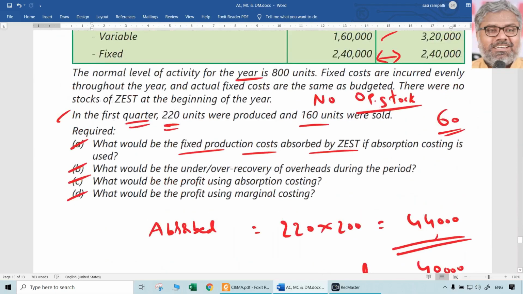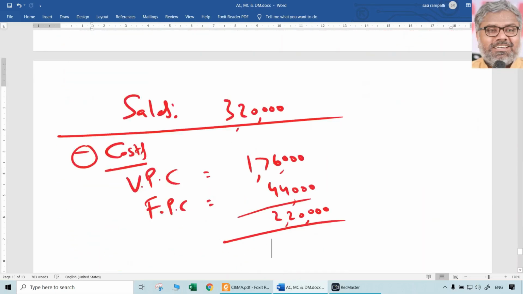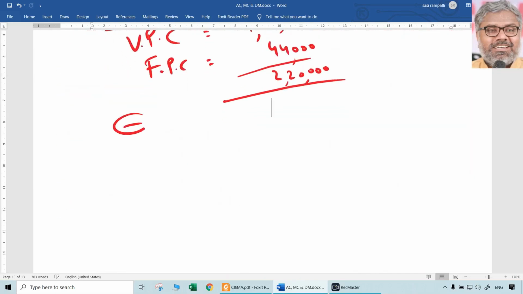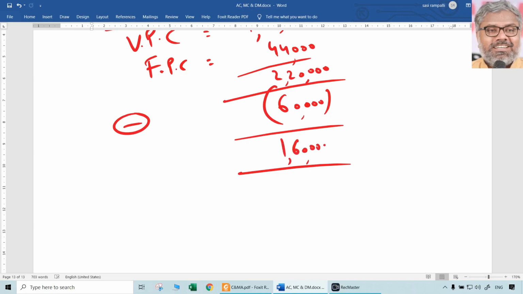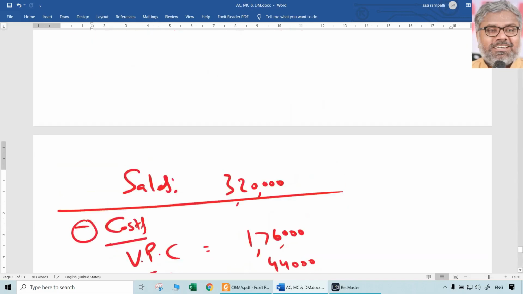2,20,000 is for 220 units. But how many units are there in closing stock? There are 60 units. So if 2,20,000 is for 220 units, how much will be for 60 units? Naturally 60,000. No opening stock, so only deduct closing stock. So 220 minus 60 will be 1,60,000. Cost of goods sold, we can say.